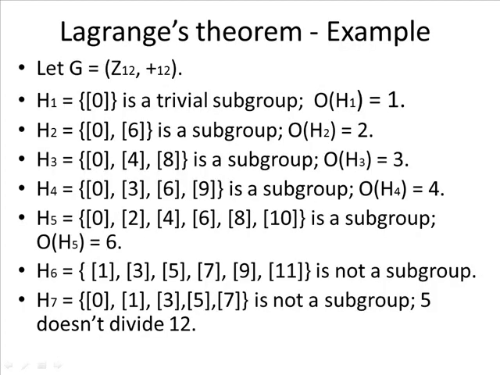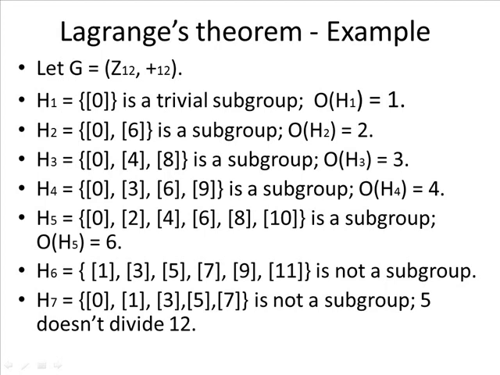Okay, if we consider the group Z12 under addition modulo 12, then I've listed down 7 subsets below. H1 is definitely a trivial subgroup containing only 1 element and 1 divides 12. H2 contains 2 elements, and you can verify that it is actually a subgroup. 2 divides 12 again. H3 containing 3 elements is also a subgroup. I leave this verification that H3 is actually a subgroup to you. It's a very simple thing. You can always do that. And once again we see that the order of H3, which is nothing but 3, clearly divides 12.